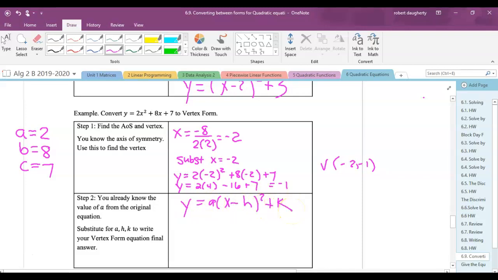Do I know everything on the right side? Okay, what is a? a is 2. So this is y equal to 2 times (x plus 2) squared minus 1. Remember, it's x minus the vertex. So x minus negative 2. What's x minus negative 2? x plus 2, squared. So you should be able to look at this. This is a parabola with a vertex of negative 2, negative 1. Parabola opens which way? Up.